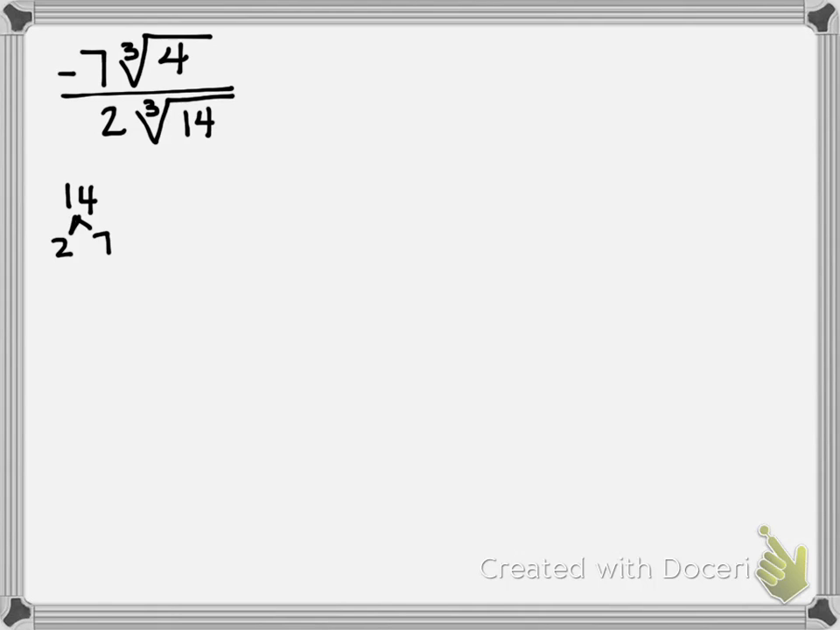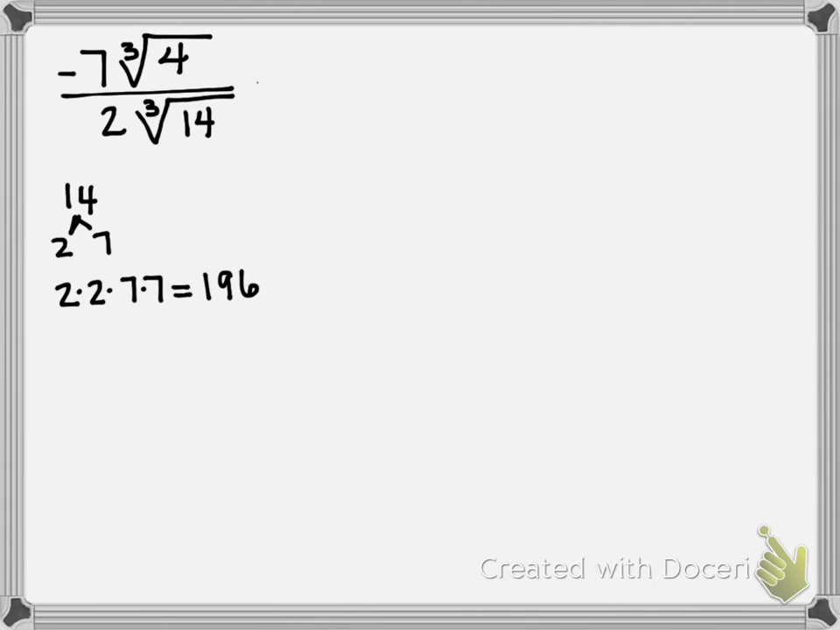14 has 1, 2, and 1, 7. Here's the thing, this tells me I need groups of 3s. To make that happen, I need 2 more 2s and 2 more 7s. So if I have 2 more 2s to make a group of 3 of 2, and 2 more 7s, a group of 3 of 7, that number is 196.